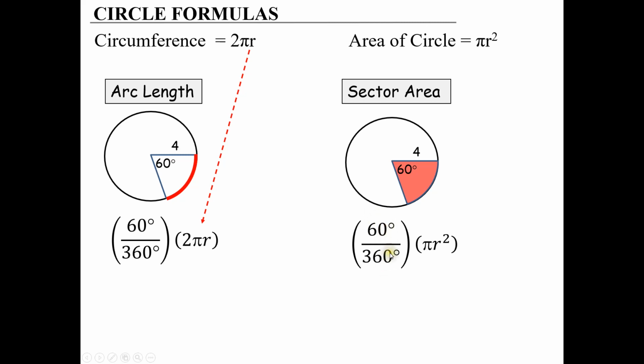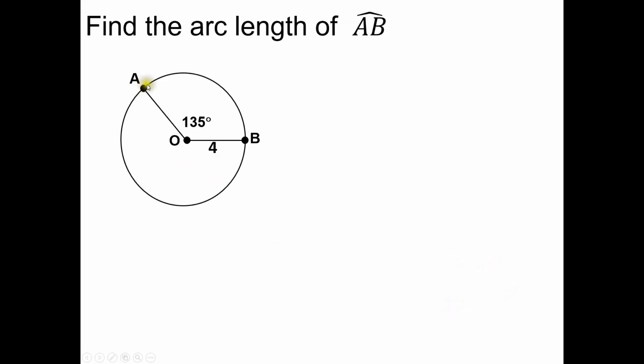We want 60 out of 360 degrees of the area of this circle. Okay, so this red portion here is this much of the circle, and you multiply it by the area of the whole circle. So 1/6 of the area of the whole circle, you plug the 4 in there, and you get the answer. So here's an arc length problem.